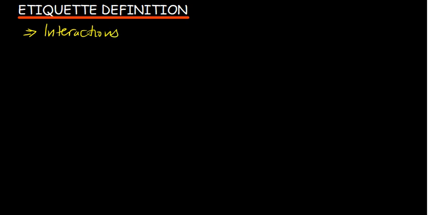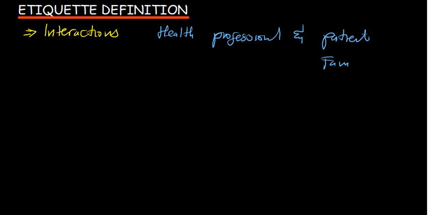So this interaction is between two people, the health professional and the patient. That is what we call etiquette. Now, it is not just between the health professional and the patient. It can be the health professional and the patient's family, and also fellow health professionals, or their colleagues, and just other healthcare givers. So that is what we call etiquette in healthcare provision.